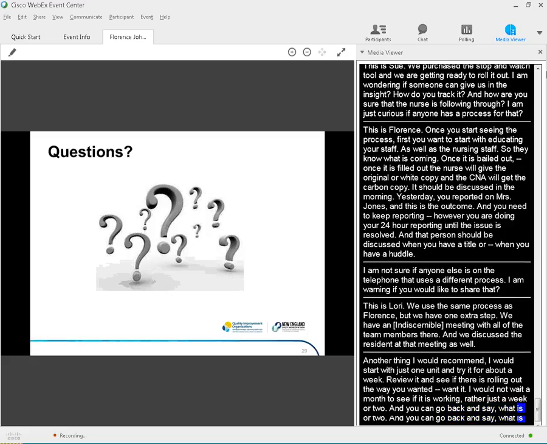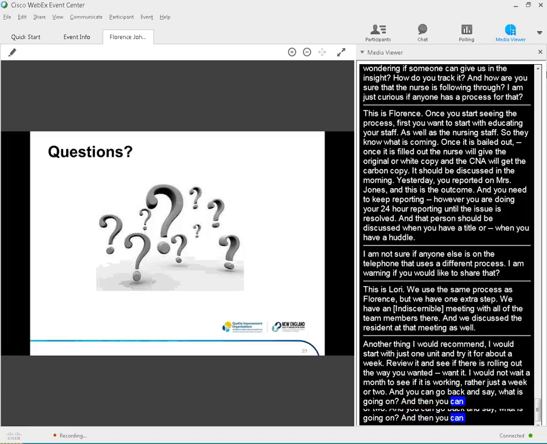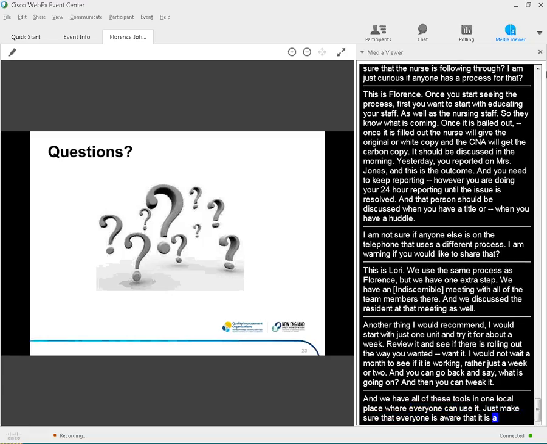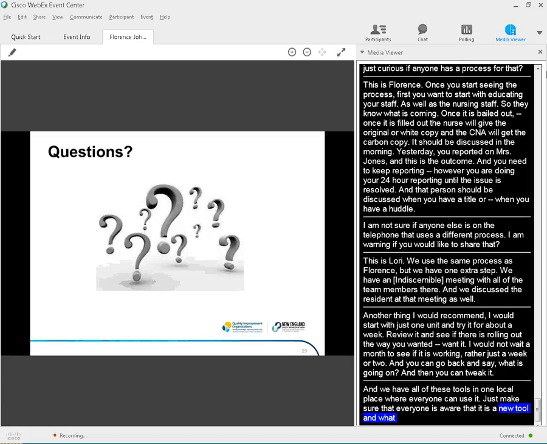And the other recommendation is you always have these tools in a very local place where everybody can reach it, so it's visible. You talk about it maybe every morning at staff report, just to make sure everybody's aware that this is a new tool and what it's for, and it's all about the residents. That's another recommendation that has come up through our discussion.